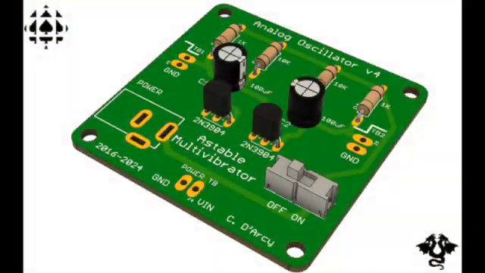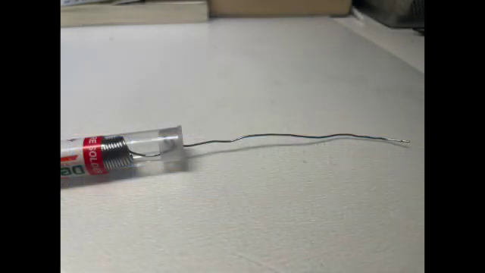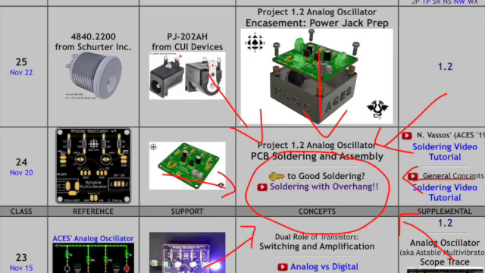Once you have built the prototype, the next step is to solder it onto a PCB. Using all the parts from the prototype and the parts from the table here, you can solder this circuit on the PCB. While soldering, keep in mind to solder with overhang. If you need extra help with this, look at the soldering with overhang video on the ACES website.